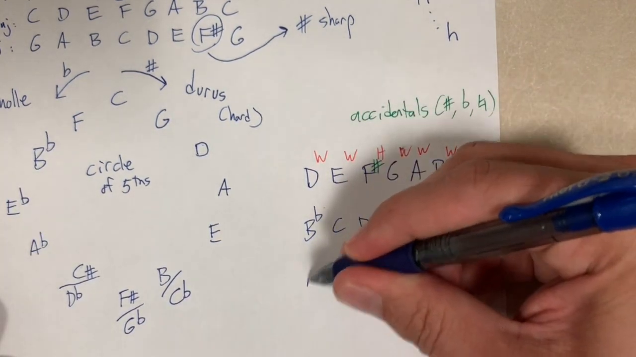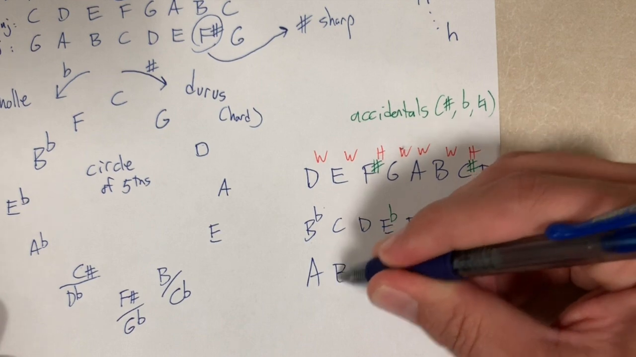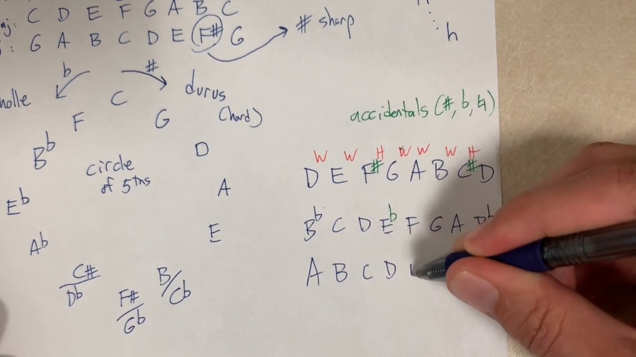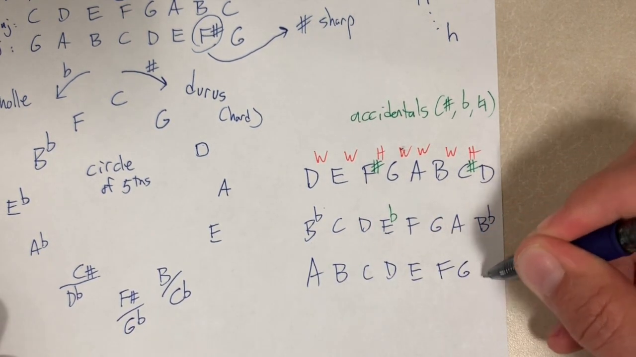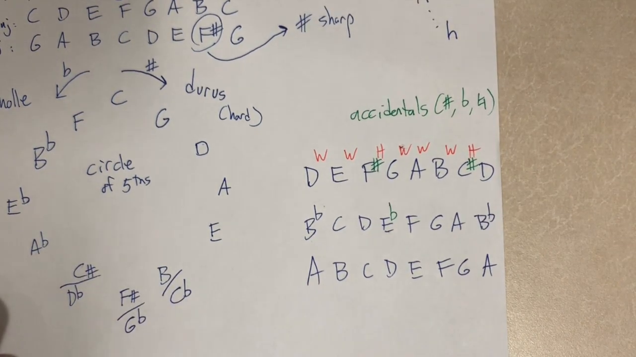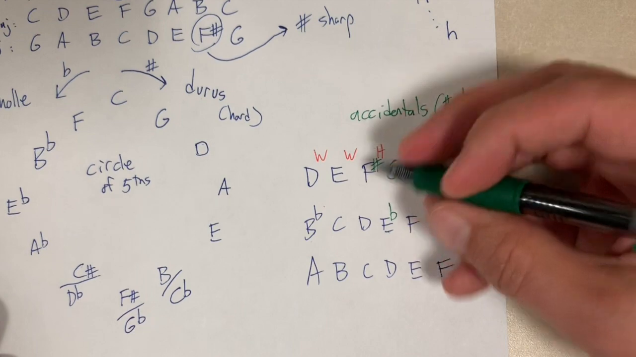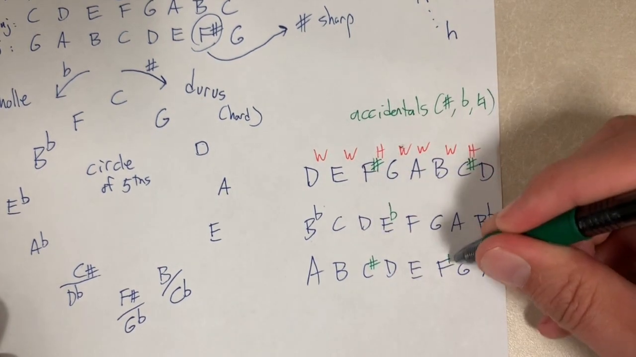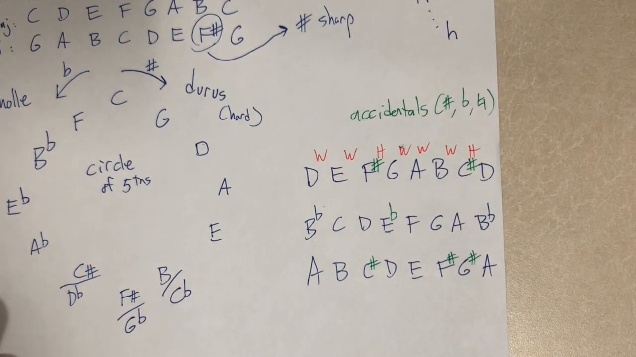And furthermore, if we write this A scale out, right, I'm starting with the alphabet, just 1 of each letter. And then I just have to make my intervals right. And if I do that, I would find that I have a C sharp and an F sharp and a G sharp.